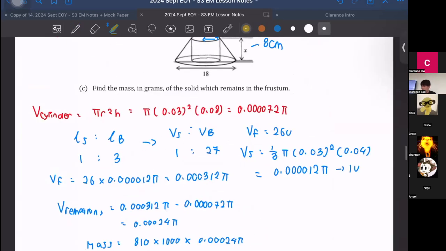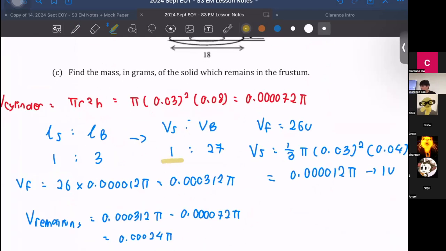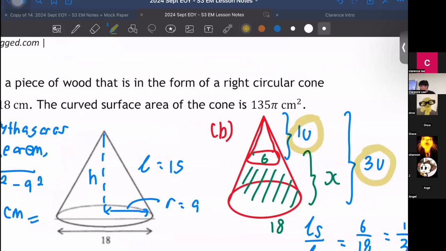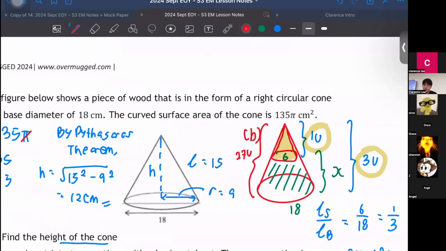When you calculate the ratio of volume, you get 1:27, which means in my diagram here, the small cone is 1 unit, the entire big cone is 27 units, which means the remaining portion has to be 27 minus 1 unit to get 26 units. Does that answer both of your questions?